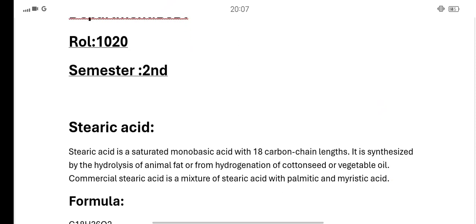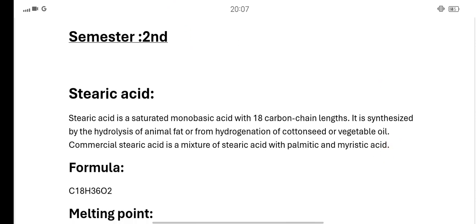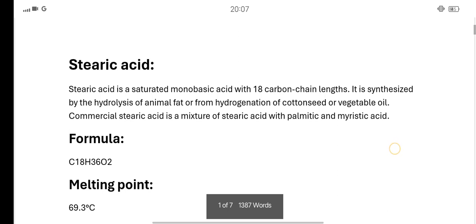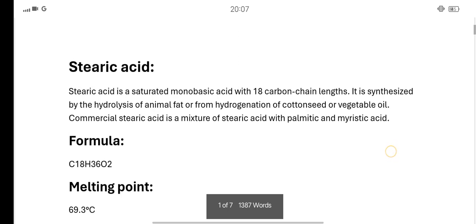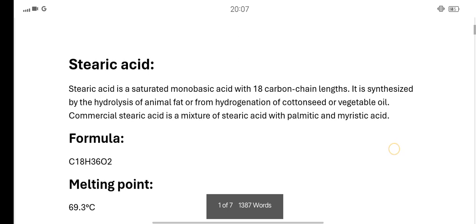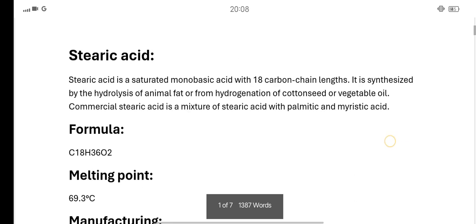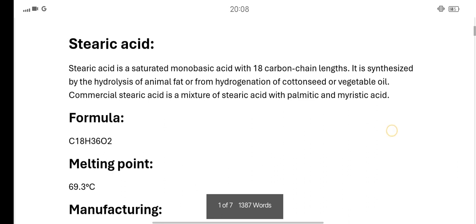Today the topic of my presentation is stearic acid. What is stearic acid? Stearic acid is a saturated monobasic acid with an 18 carbon chain length. It is synthesized by both hydrolysis of animal fat or from hydrogenation of cottonseed or vegetable oil. Commercially, stearic acid is a mixture of stearic acid with palmitic and myristic acid.